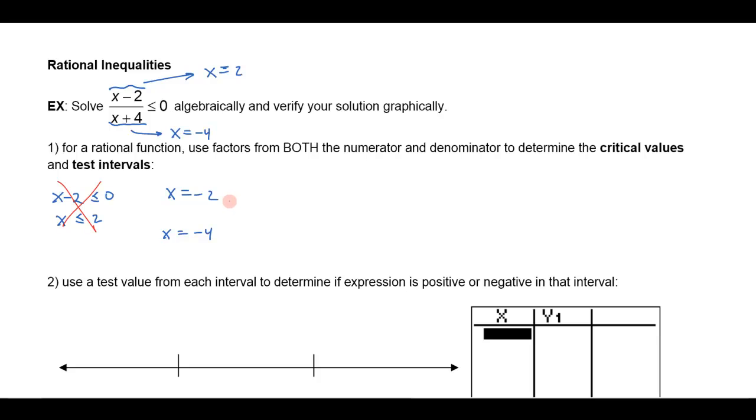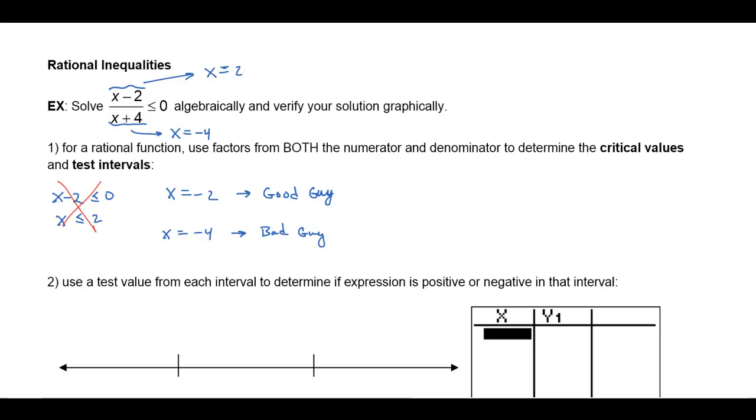Now I'm going to make a little distinction between these two critical values. I'm going to call x equals 2 a good guy critical value, because that makes the numerator equal to 0, and that's actually good. If I have 0 in the numerator, 0 divided by anything is 0. But the denominator, if that's 0, that's bad, because that makes division by 0. So I'm going to call x equals negative 4 a bad guy critical point.